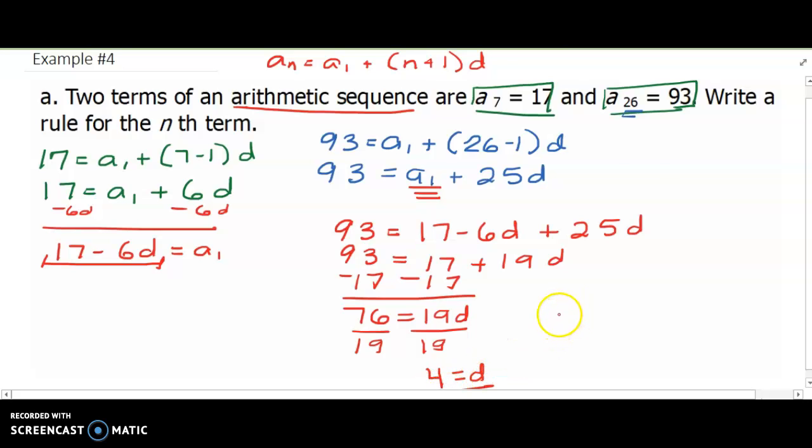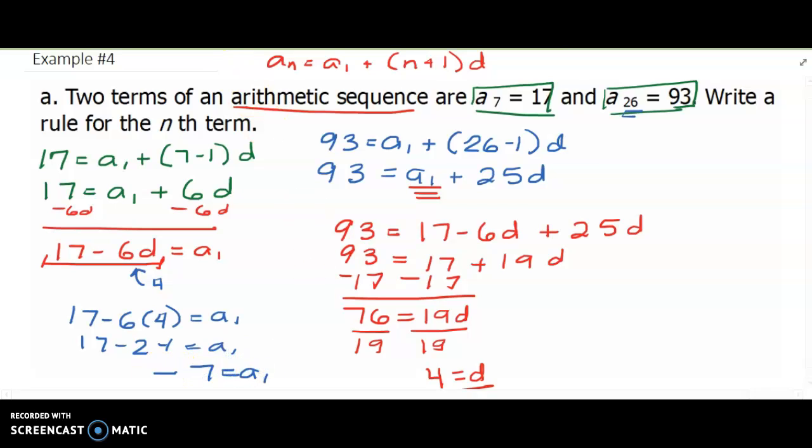So I have half of it. I have my d, but I still have to find my a1. Now that I know my d, I can plug it in here to find my a1. My d is 4, so 17 minus 6 times 4 equals a1. That's 17 minus 24, so negative 7 equals my a1.